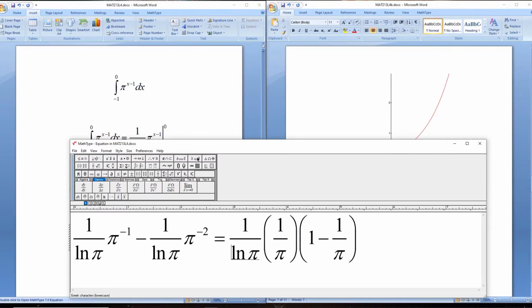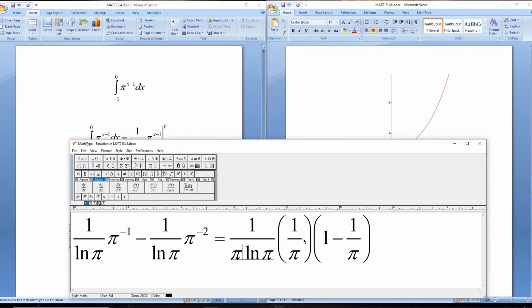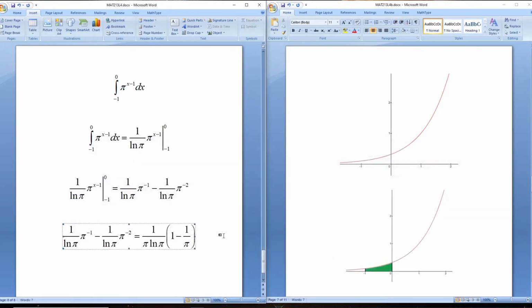And maybe clean this up slightly more by sticking the pi there, and I get rid of that whole parentheses. And that's about as cleaned up as that's going to look. So there's our final exact answer for this green area here. My MyMathLab is almost certainly not going to want this as an answer, though.